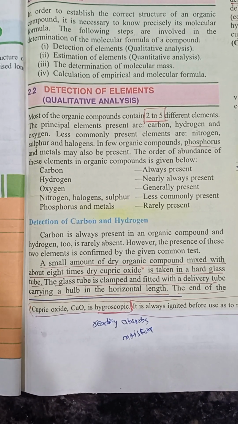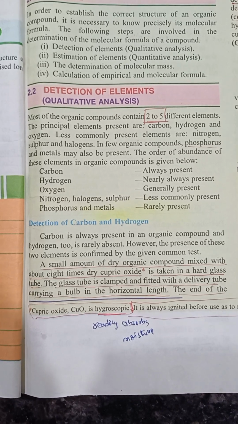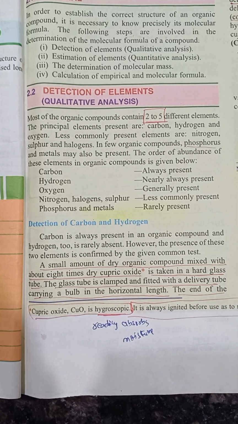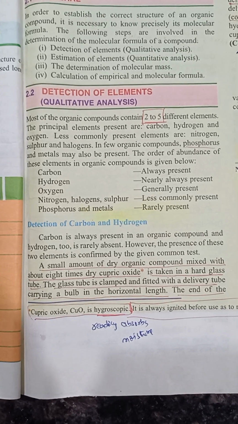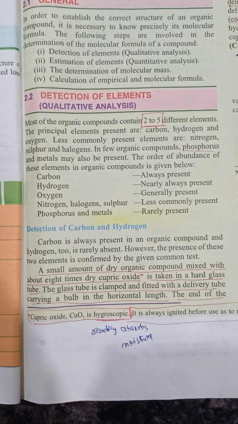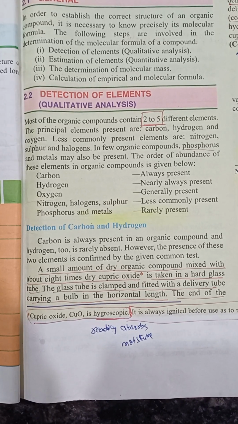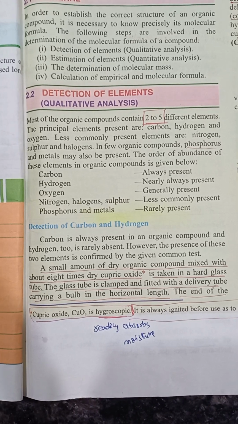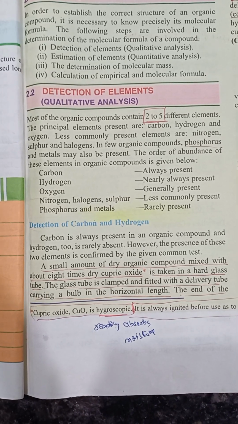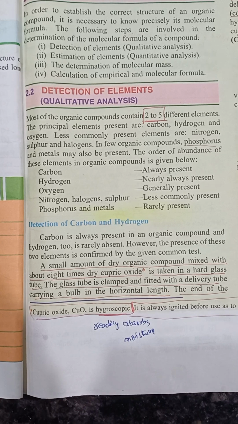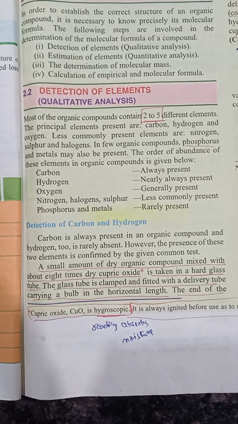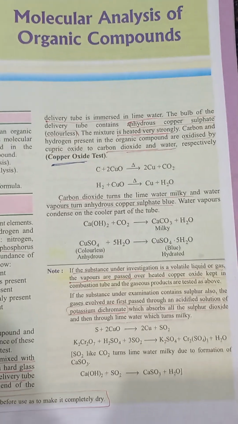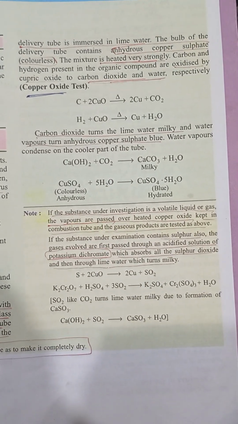Carbon is always present in an organic compound and hydrogen too is rarely absent. However, the presence of these two elements is confirmed by the given common test. A small amount of dry organic compound is mixed with about 8 times dry cupric oxide, which is taken in a hard glass tube. The glass tube is clamped and fitted with a delivery tube carrying a bulb in the horizontal length. The end of the delivery tube is immersed in lime water.